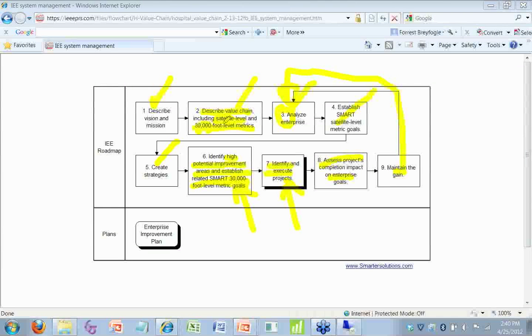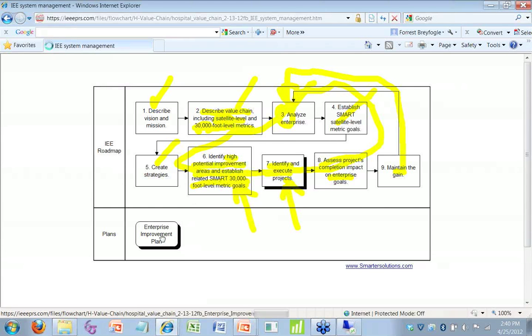the satellite level metrics. Now, if you notice here, this is somewhat of a loop. This is like Deming's Plan, Do, Check, Act, continuous improvement, but we're only applying it to the overall business system. Now, let's figure out where we should focus our improvement efforts.